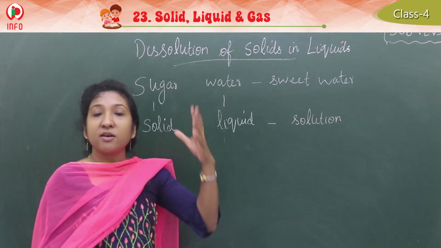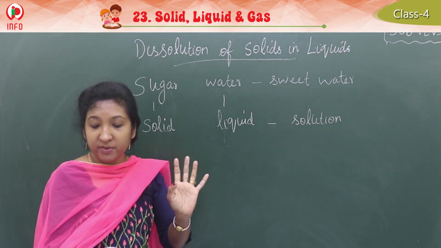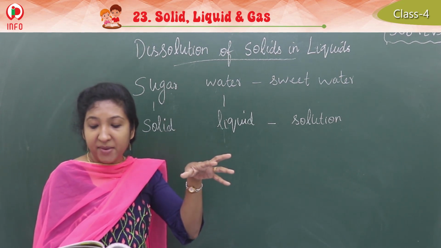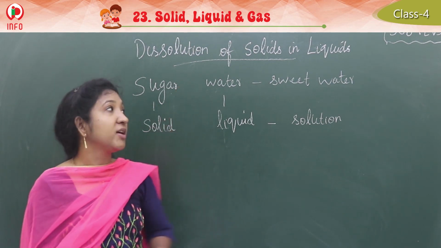You can see the image here. You can see the tiny sugar cubes inside the still water. After stirring it, what happens? Sugar cubes get distributed here and there. It dissolves and we get a sugary solution.